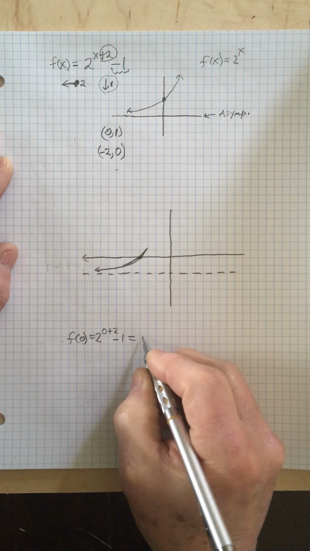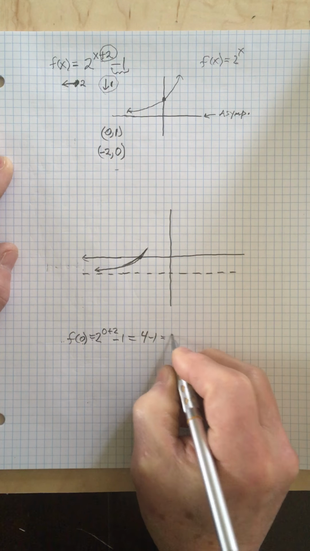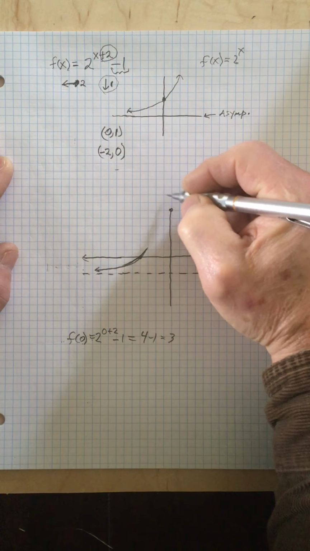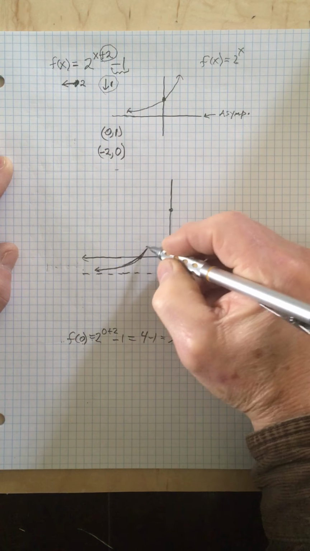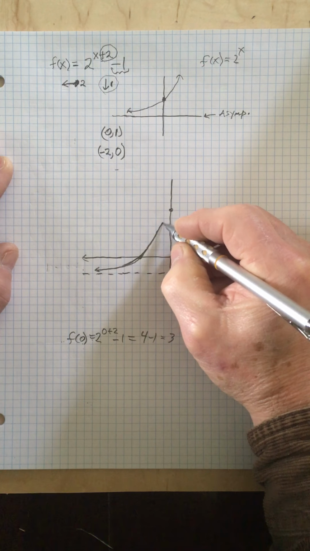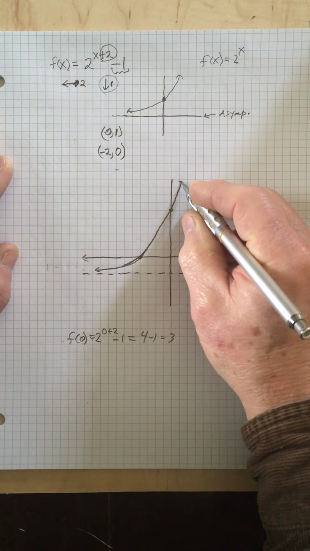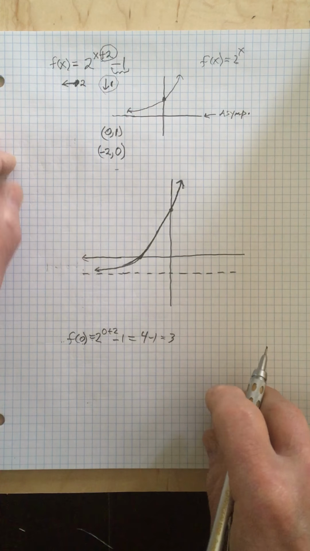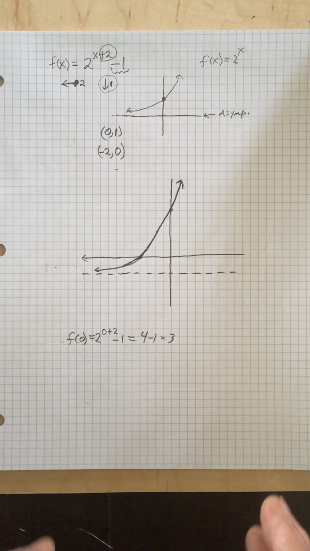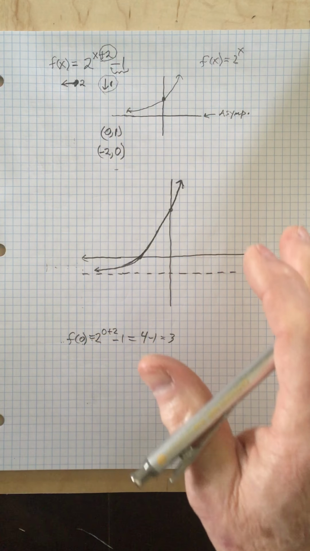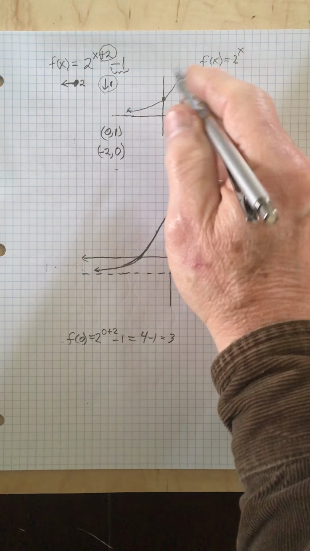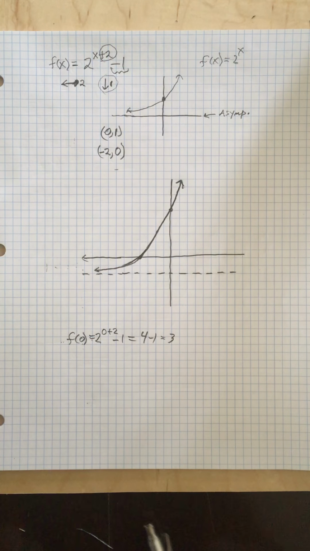Okay, 2 squared is 4. 4 minus 1 is 3. So if I go up 3, 1, 2, 3, right here, I need to go through the axis at that point. So it just helps to get a more accurate sketch here. All right, so that's how we can sketch these kinds of equations, starting from our basic knowledge of what an exponential function's graph looks like. Okay, that's it.